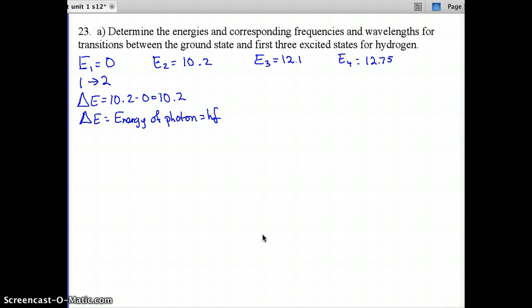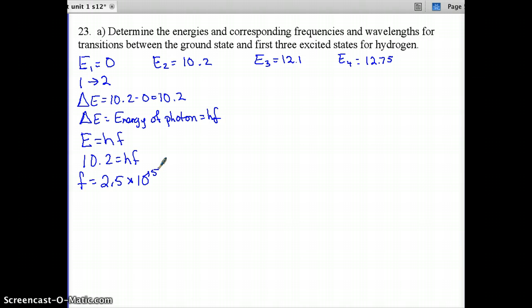My pen stopped working. Where we were was we were saying that the energy is equal to hf. So I can say that 10.2 is equal to hf, and I can solve for the frequency simply by dividing 10.2 by h. Which gives me a frequency of about 2.5 times 10 to the 15.